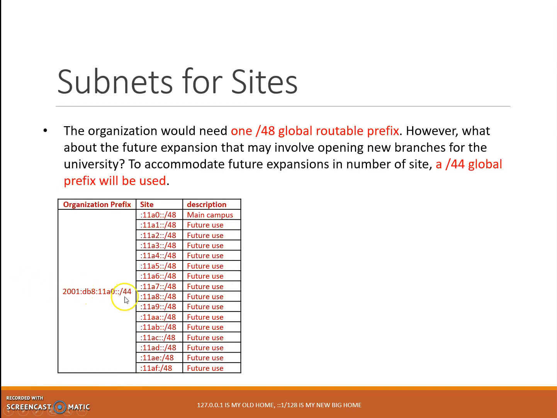We've got a /44 global routable prefix, and we use the last nibble as the site number. So first, which is the main campus, will take 0, and 1, 2, 3, 4, 5, 6, 7 up to F. This is all for future use. We may need them when we open a new branch, new offices, new buildings in the future.